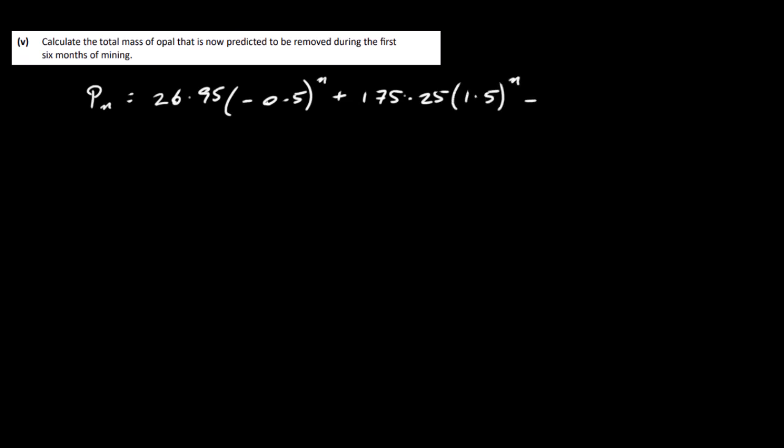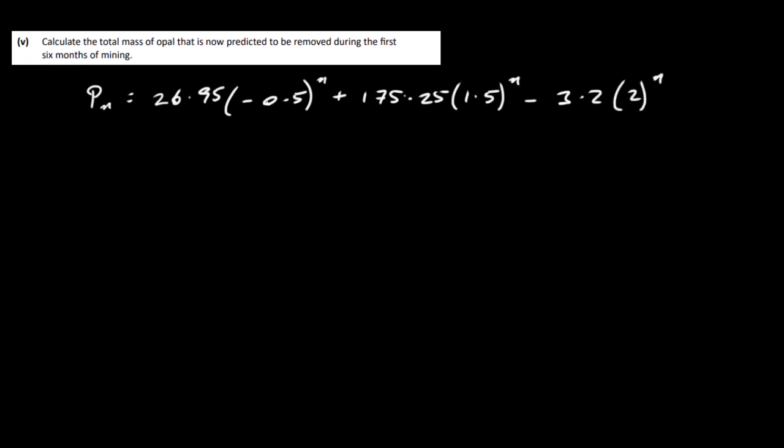So in part 5 we have to calculate the total mass of opal that is now predicted to be removed during the first 6 months of mining. So this is the same kind of question we had in an earlier section. It's just that this time we've got a different formula. So the formula we're using now is the one we've just worked out, which is Pn is equal to 26.95 times minus 0.5 to the power of n plus 175.25 times 1.5 to the power of n minus 3.2 times 2 to the power of n.